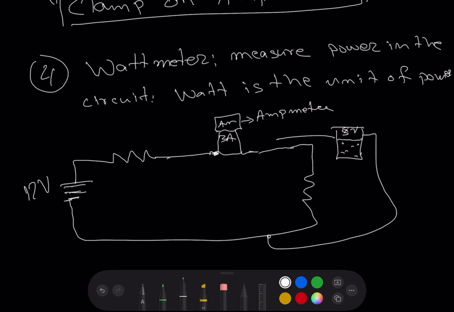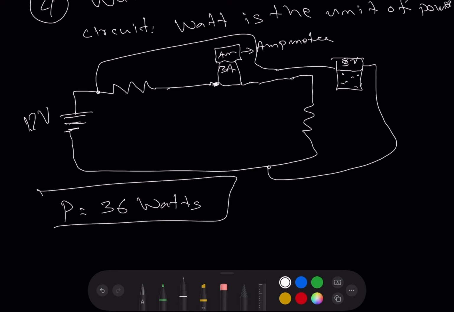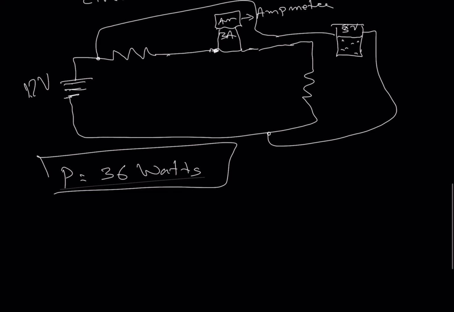Okay, so for example, it's coming right here, from the beginning to the top. The load voltage is, for example, 12 volts. We know that 12 times 3 is 36, so the power here will be 36 watts. Just an example. This is how we measure wattage here. Okay, so let's keep moving.